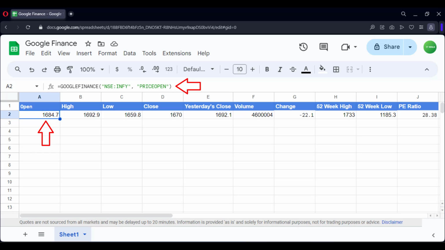This value will get updated every 15 to 20 minutes. This is not a live data feed. The data is of course delayed, as it is the free data. Google does not charge anything for this from us.